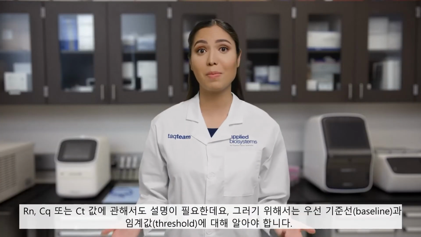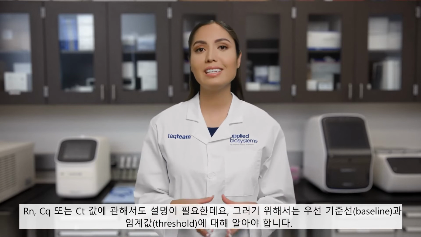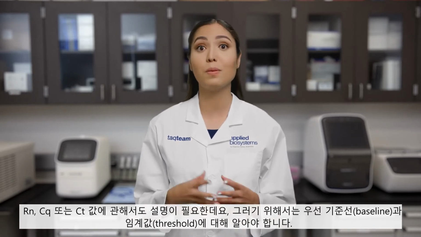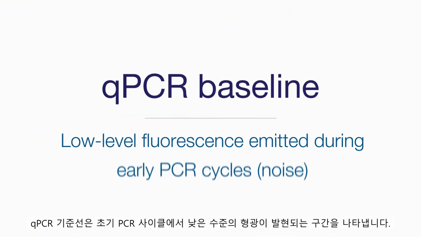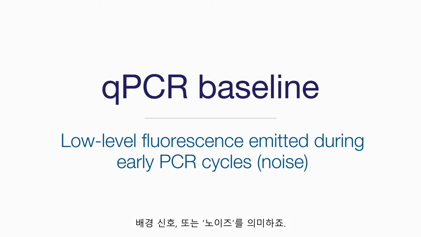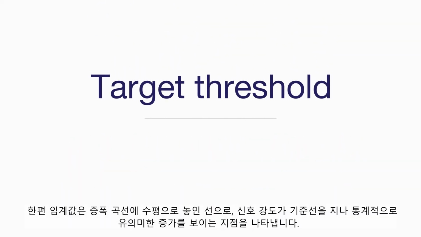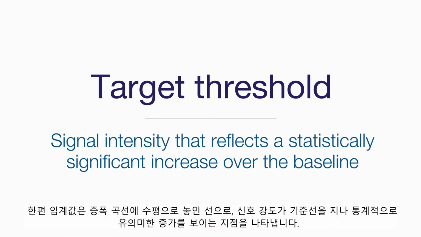We should also talk about RN and CQ, or CT values. But we need to define baselines and thresholds before we do that. A qPCR baseline is the low-level fluorescence emitted during early PCR cycles. It represents the background signal, or noise. The target threshold, which appears as a horizontal line in the amplification plot, is the signal intensity that reflects a statistically significant increase over the baseline.